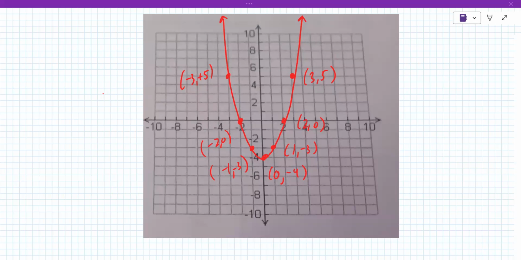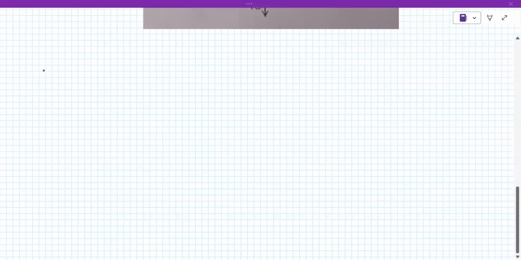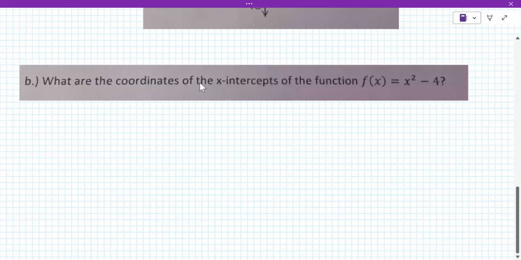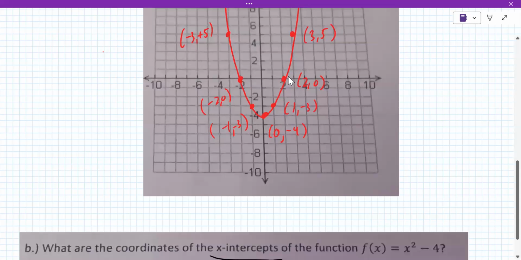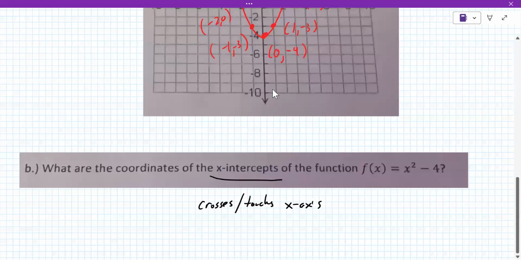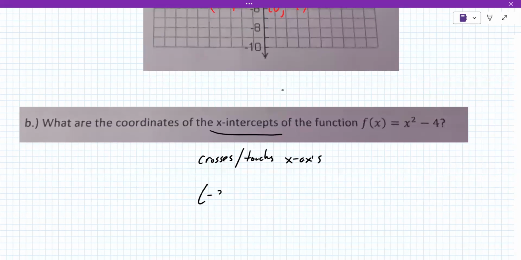So you have to decide, which would you prefer? Let me step this first one in. It says, what are the coordinates of the x-intercept? So that means where it crosses or touches the x-axis. You can actually see that visually. If you've made a halfway decent graph, you can see that it crosses right there at those two places. So you give those ordered pairs: (-2, 0) and (2, 0). That's using the graphical approach.